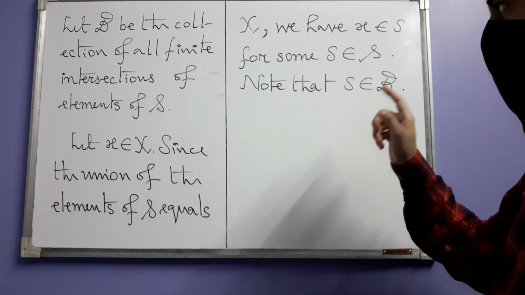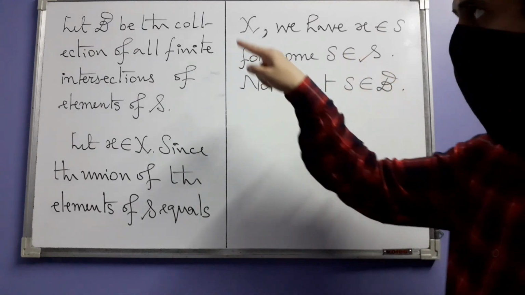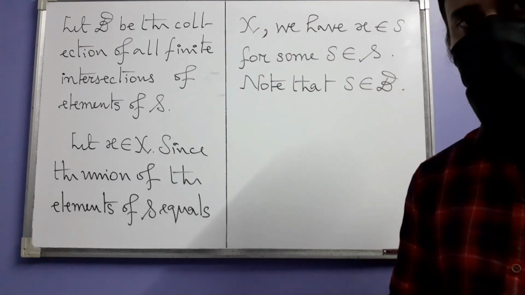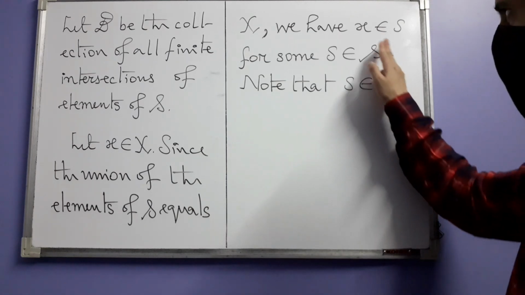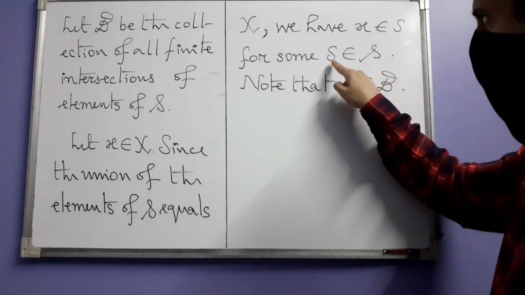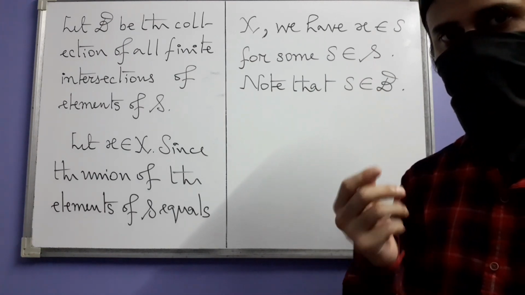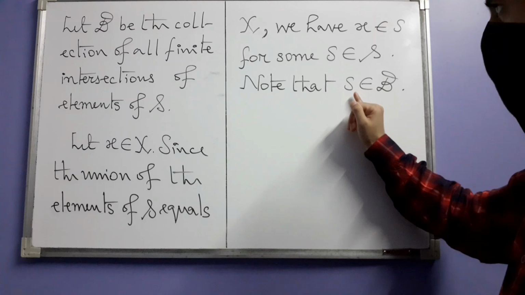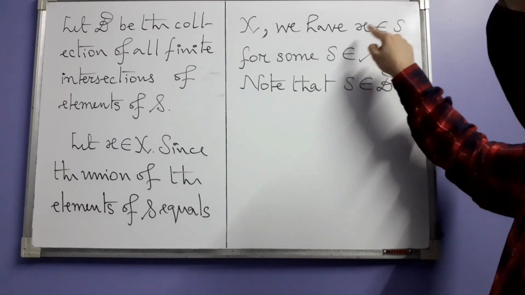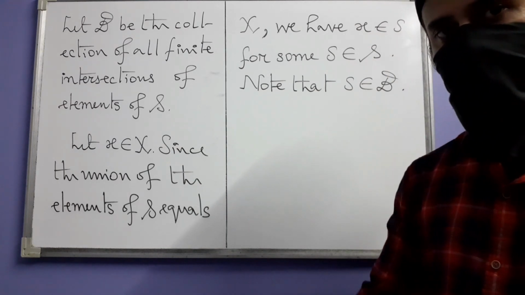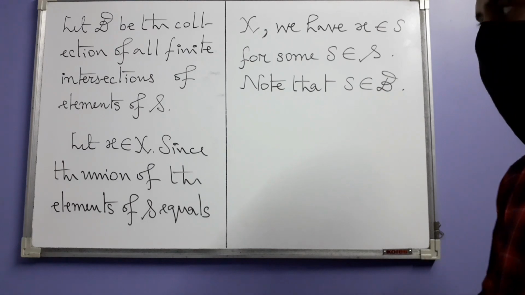Okay, and now finally note that S itself is an element of B as well, because what is B? B is the collection of all finite intersections of elements of this collection S. So if you take a single set from S, that is itself also technically speaking a finite intersection. So you have got an element in this collection B which contains that chosen point, and this is the first condition for a basis.